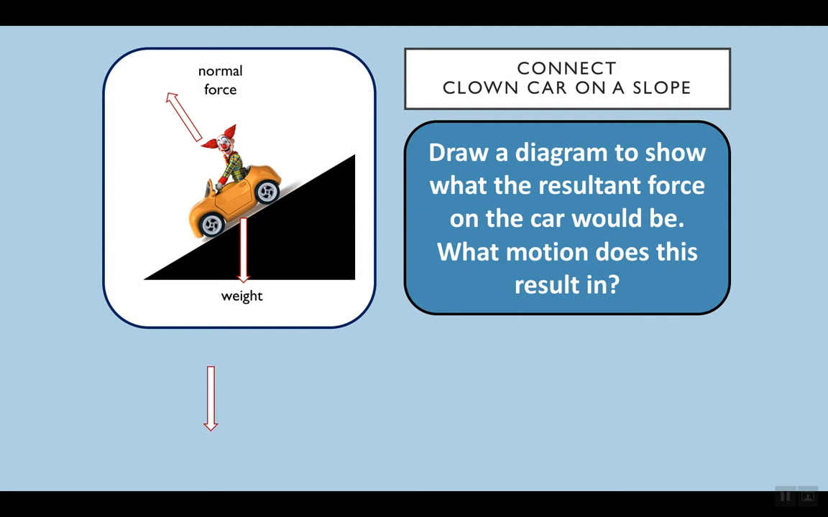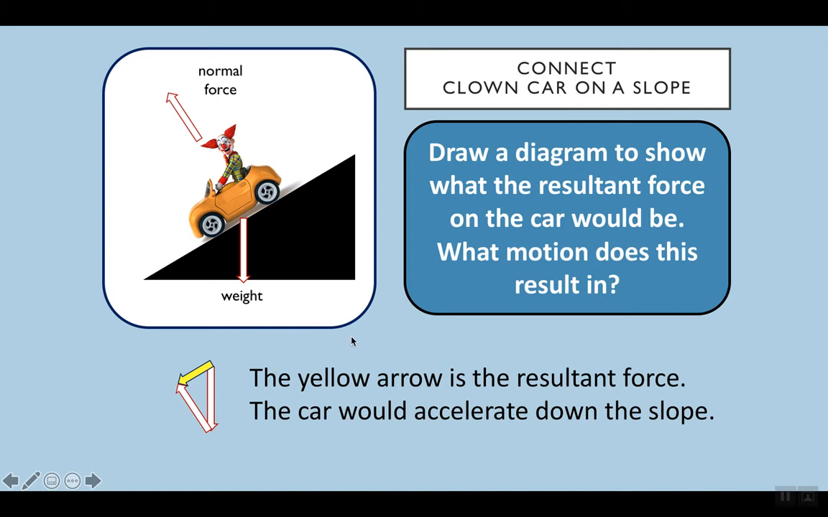Okay, so we've got the weight here acting down, and we've got our normal force here. So if we were to draw like we did before, we could draw those two forces. These would be the components. This would be the resultant force acting down the slope. Because there's a resultant force on it, it must be accelerating. It'd be accelerating down the slope as we'd think. So a car on a slope accelerates down the slope.